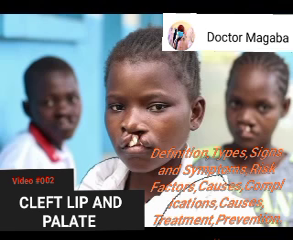Most babies with cleft lip can actually breastfeed. But in the case of a cleft palate, it becomes difficult to suck or to breastfeed, to take in milk. It becomes really hard when there is a cleft palate.